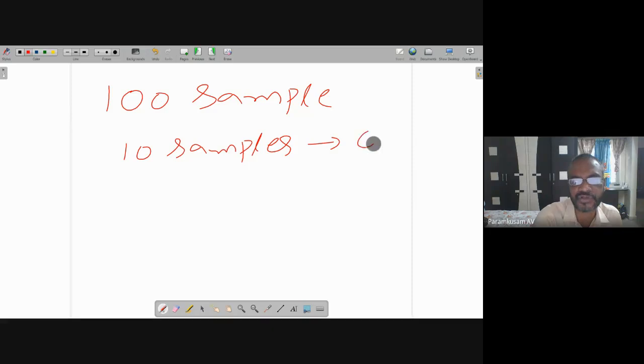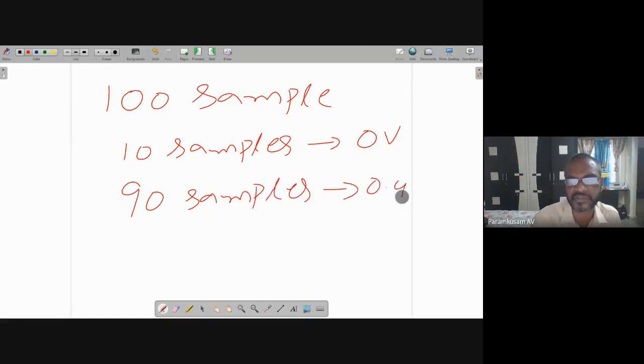These 100 samples, 10 samples are equal to 0 volts, and 90 samples are equal to 0.4 volts.